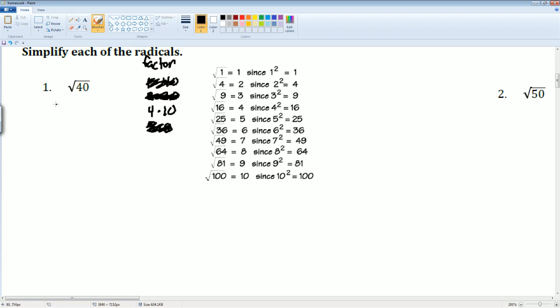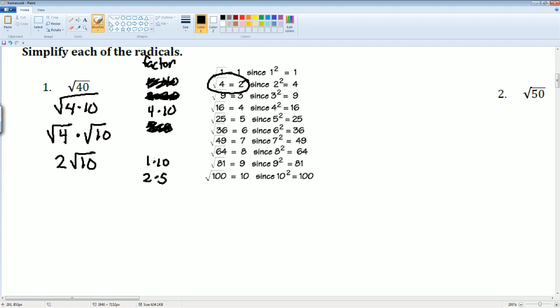So we're going to break this up. Square root of 40 becomes 4 times 10. Watch how when I split this up, it becomes the square root of 4 times the square root of 10. Do you see how this one is perfect? What is the square root of 4? It becomes 2. What is the square root of 10? You leave it there. What are the factors of 10? 1 and 10, 2 and 5. Anything perfect? Nope. That's how you know this is simplified.